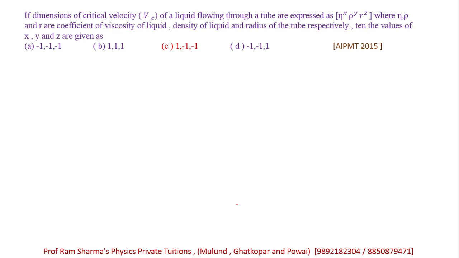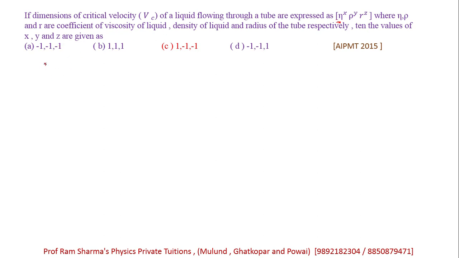This says that if the dimensions of critical velocity of a liquid, so we should know that Vc is nothing but the velocity of a liquid flowing through a tube, are eta to the power x, rho to the power y, r to the power z, where eta, rho and r are the coefficient of viscosity, density of liquid and radius of the tube, then the values of x, y, z are. It's a very simple question, similar to what we did in the past, but definitely we should know the coefficient of viscosity. Let's calculate the dimension of the coefficient of viscosity.